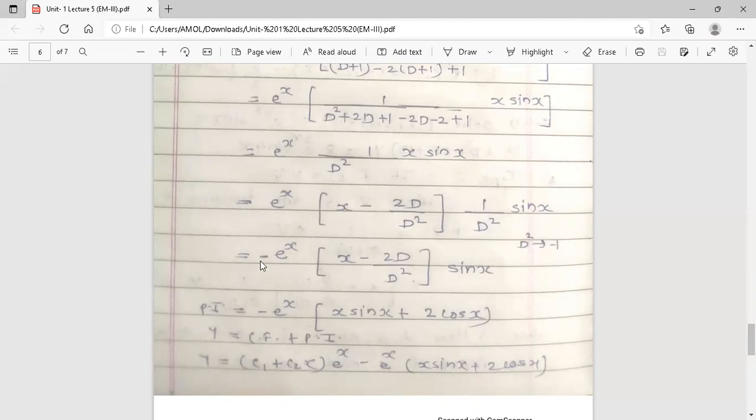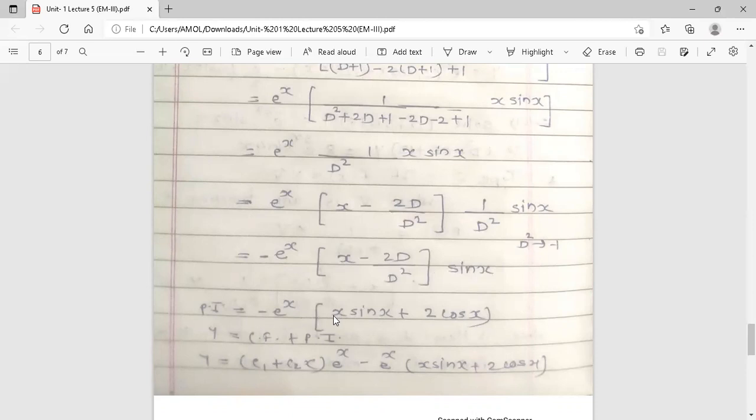If we replace this d square by minus 1, then the simplification of this term is minus sin x. And so in the next step, you take the minus sign common. It is equal to minus e raised to x as it is, in the bracket term x minus 2d upon d square into sin x. Now you solve this bracket term for sine function sin x. Again in the next step, minus e raised to x as it is. Now solve this bracket term for sin x.